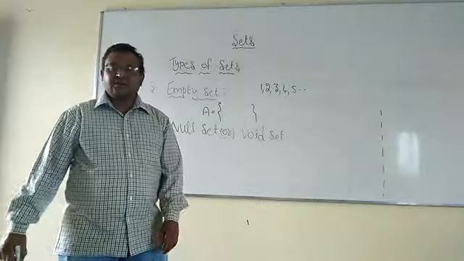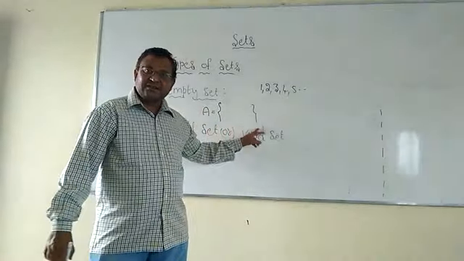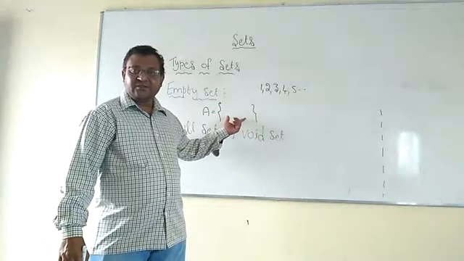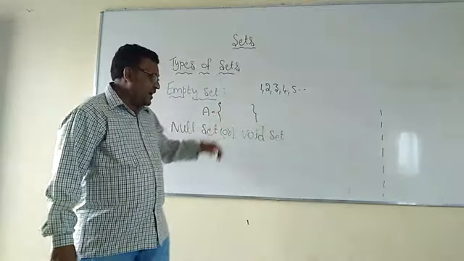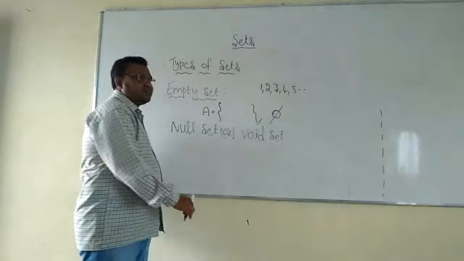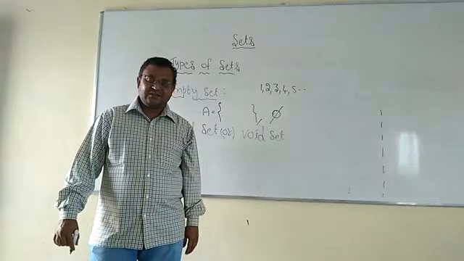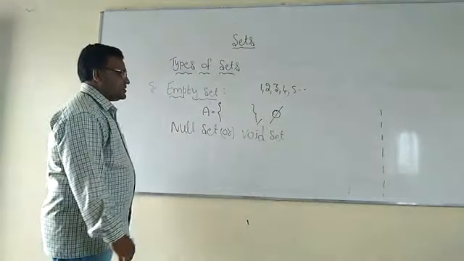We denote empty set by just empty brackets, nothing else, no element in between these brackets, and also by the symbol phi. So these are the symbols to represent an empty set. Then after that, singleton set.